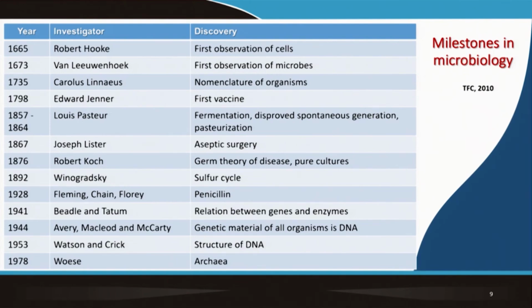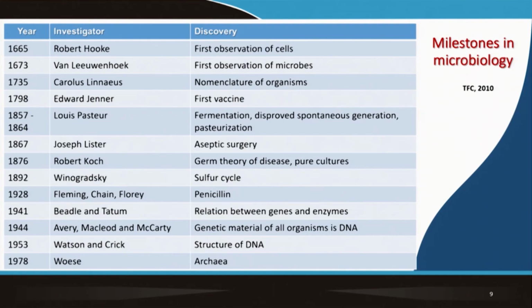Then we come to 1876. Robert Koch formulated the germ theory of disease, and he was able to show how cultures can be kept in pure form, how you can isolate species and maintain pure cultures. All these have extremely high relevance to what we do today, both in medicine, in environmental microbiology, and so many other fields.